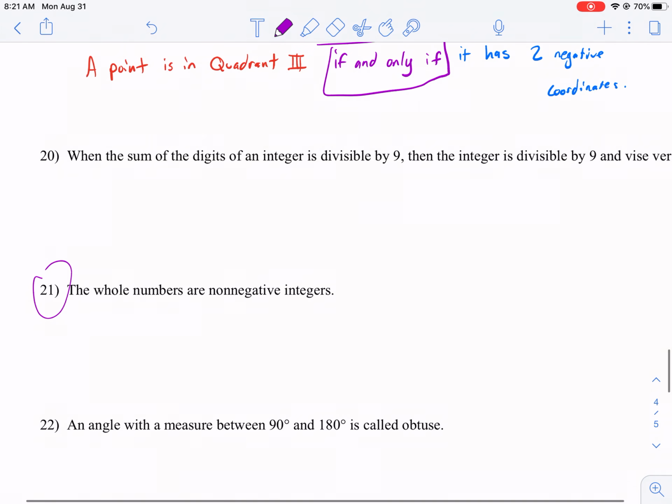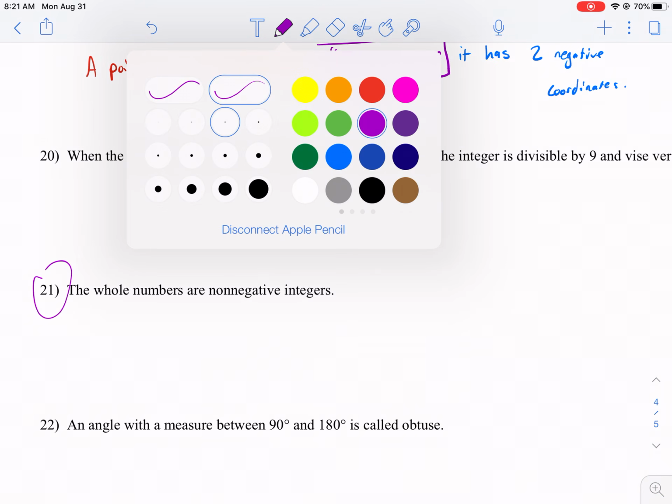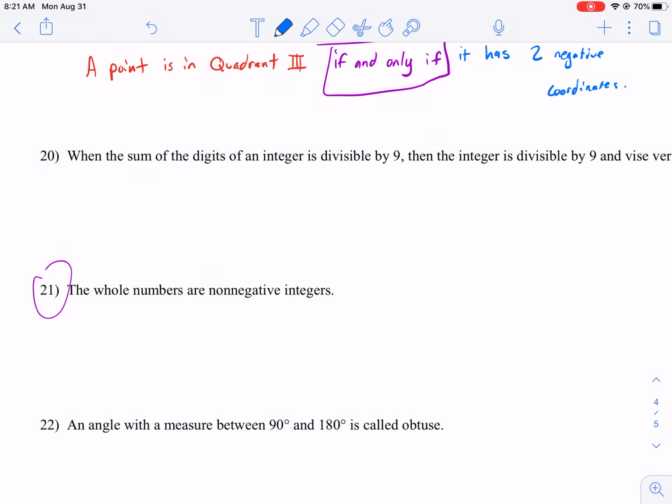The whole numbers are non-negative integers. We can say a number is whole, and it doesn't really matter which one you start with. I chose this P and Q as blue and whatever, so I'm just going to show you that you can go in any order with the Q first or the P second. Doesn't really matter because you can switch them anyway. So a number is whole. Notice how I didn't start with if.